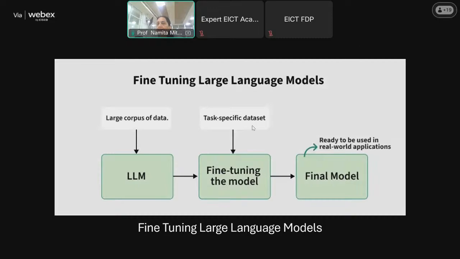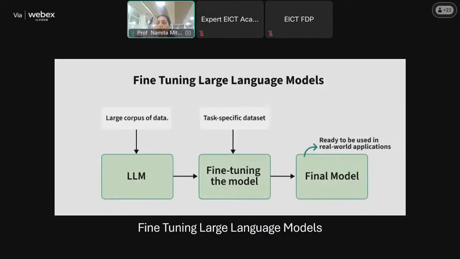Fine-tuning is done on the large language model. So this is fine-tuning a large language model. First of all, we have to have an LLM that is trained on a large corpus of data, right? The next task is fine-tuning the model on a specific task. The LLM may be on generic data, but we can make it for the specific task dataset, and it is ready to be used for real world application on that specific task.